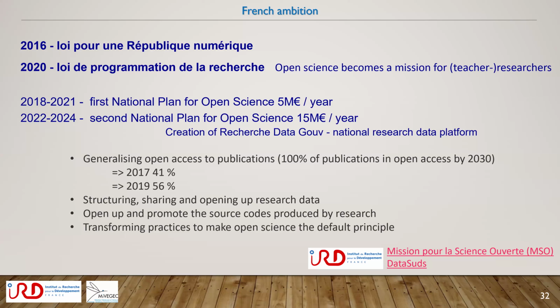Who knows? But the idea about all this plan and this open science is to structure sharing and opening up research data, open up and promote the source code produced by researchers, by bioinformaticians, and transform practices to make open science the default principle. So what we talk about, FAIR and reproducibility, should become the default nowadays, or soon, as soon as possible.